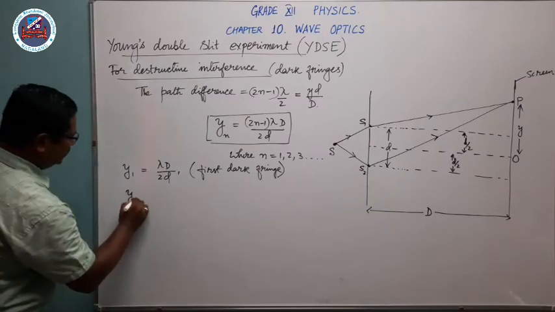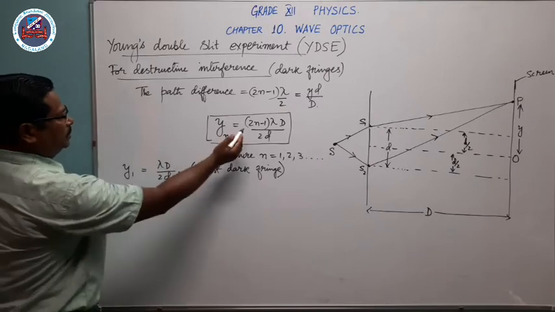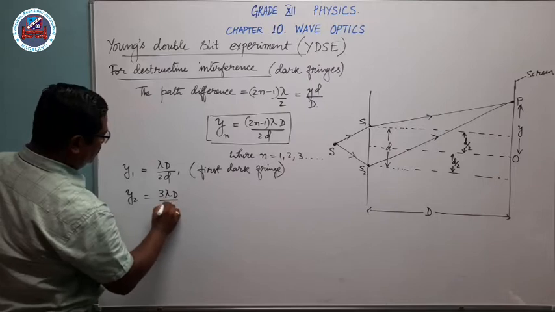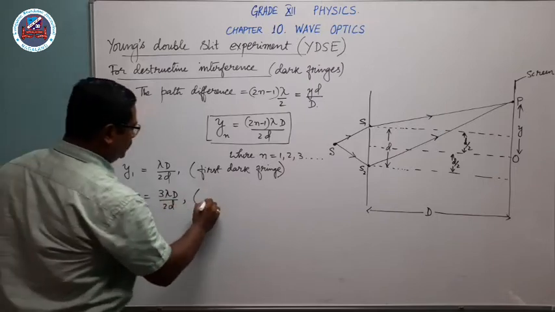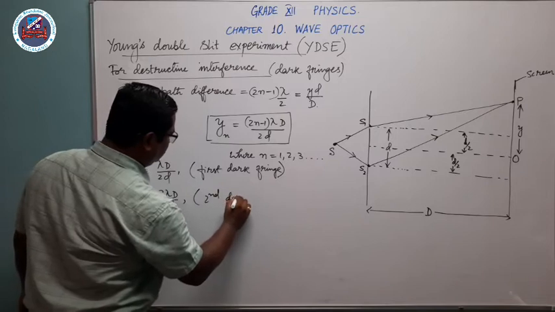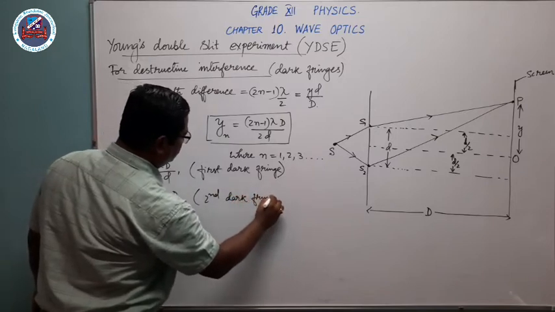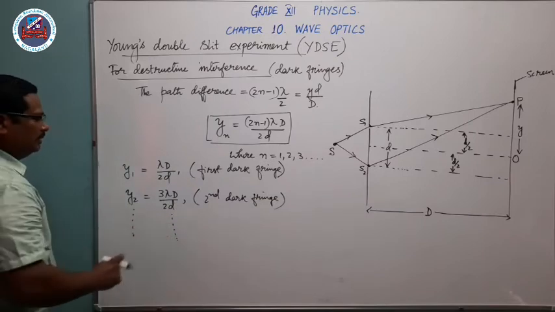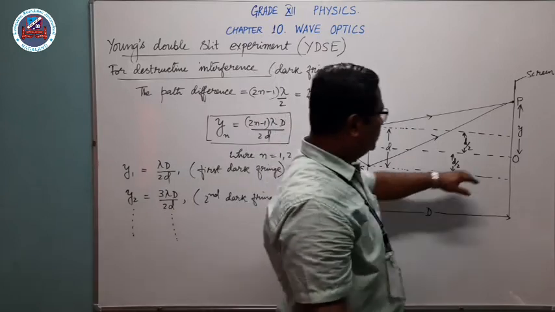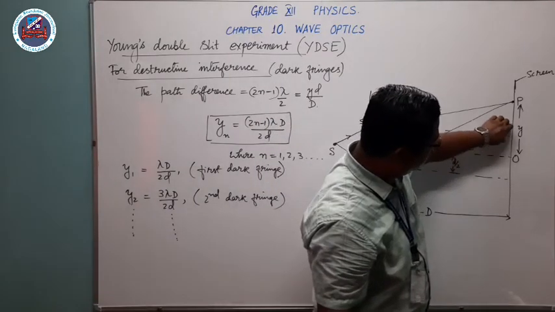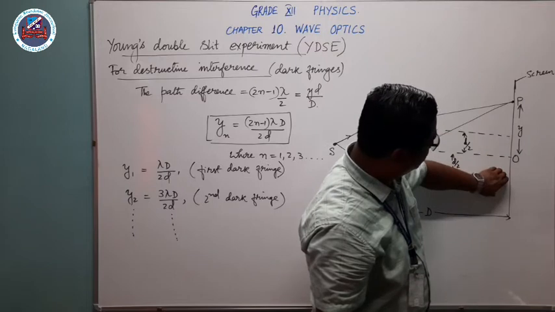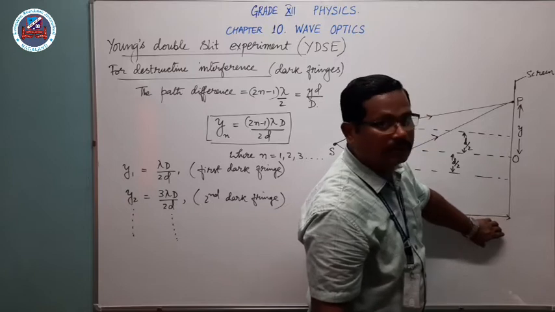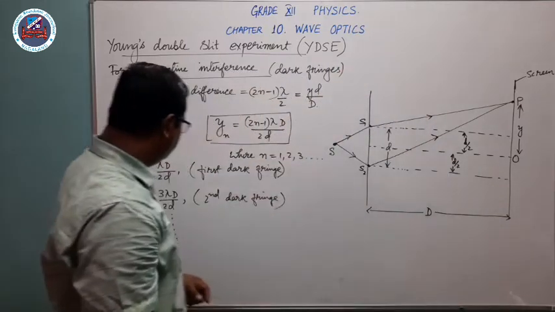And the second dark fringe you get when you put n equal to 2. 2 times 2 is 4, minus 1 is 3. So 3 lambda D by 2d will be the position of the second dark fringe. Like this you can find y3, y4, wherever you will get the dark fringes. And here also, if it is bright, then next will be dark, and at equal distance on this side also will be dark. Again you will get bright, again dark, here also bright, again dark. Like that it will go on both sides equally.